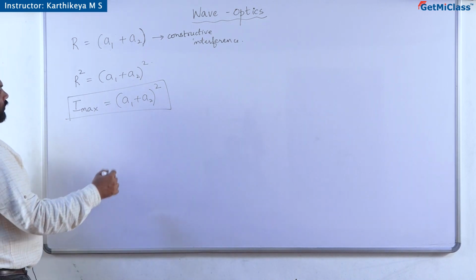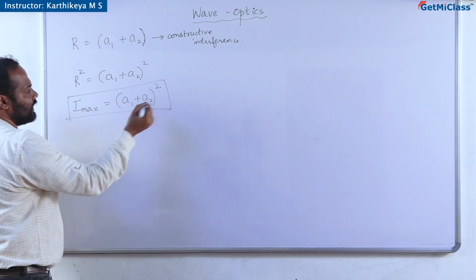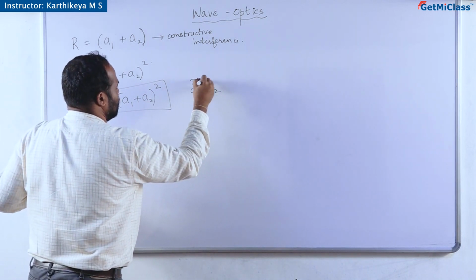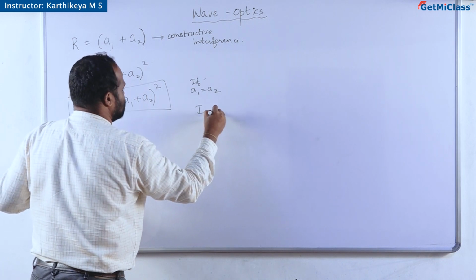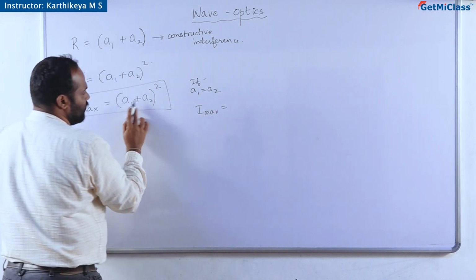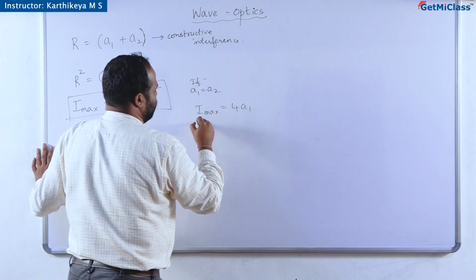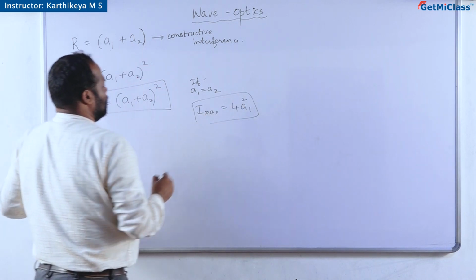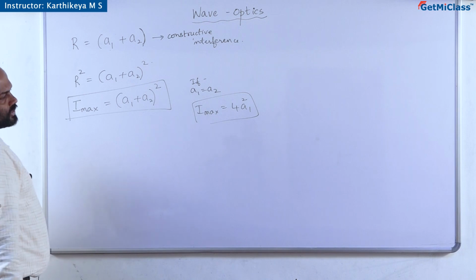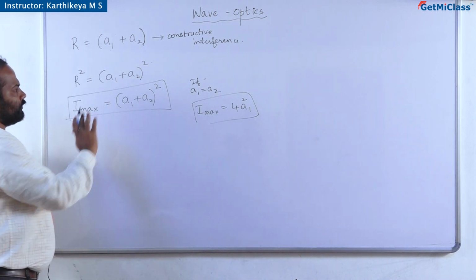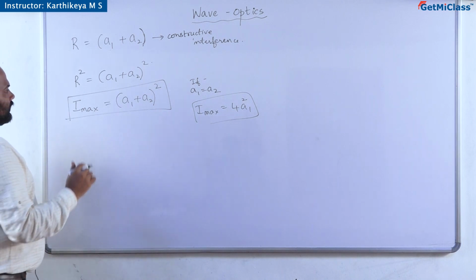Now coming back, had it been A1 is equal to A2, then I max would be A1 plus A1, 2A1, it would be 4 A1 squared. That is the maximum intensity if they are of the same amplitude. If they are of different amplitude, the earlier one is the case.